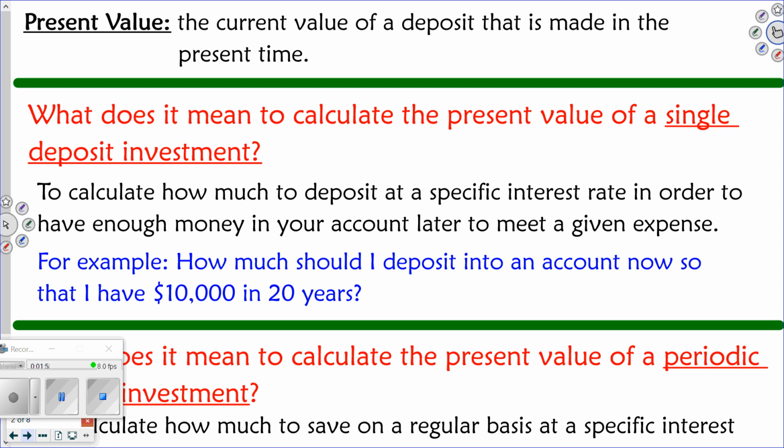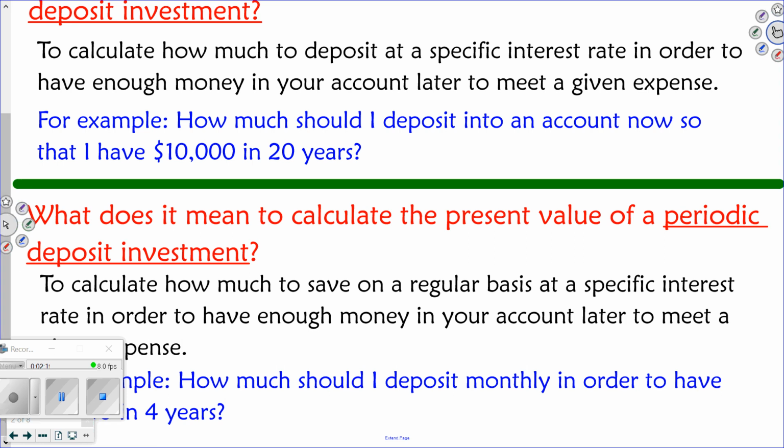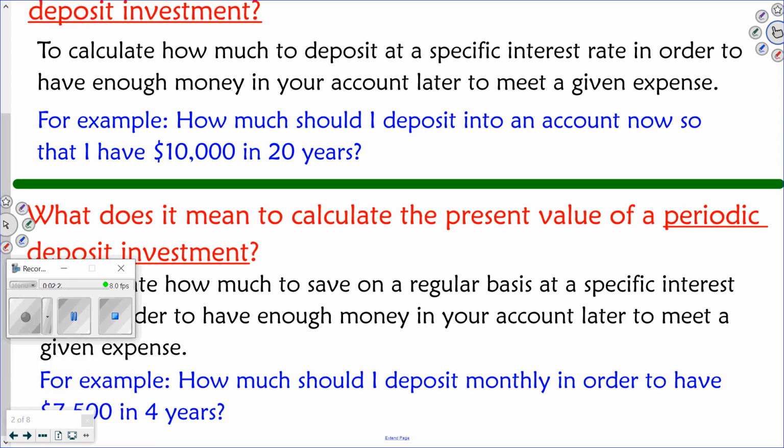So what does it mean to calculate the present value of a single deposit investment? To me, it makes the most sense to look at the example. How much should I deposit into an account now so that I have $10,000 in 20 years? So I'm making one deposit to see how much I have to put in to make it grow with interest only. And then the periodic deposit investment is talking about how much money do I have to put in monthly in order to have $7,500 in 4 years. Yeah. So there you go. So I think very real world.